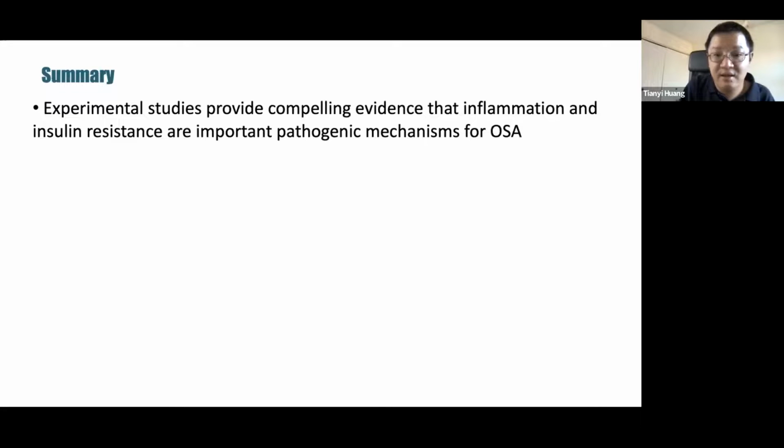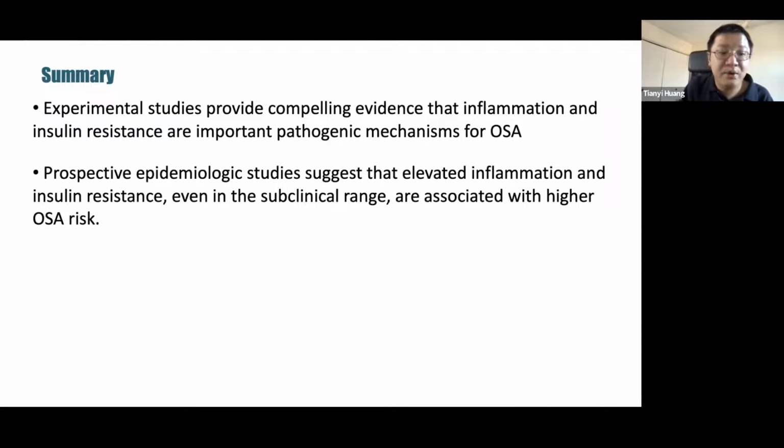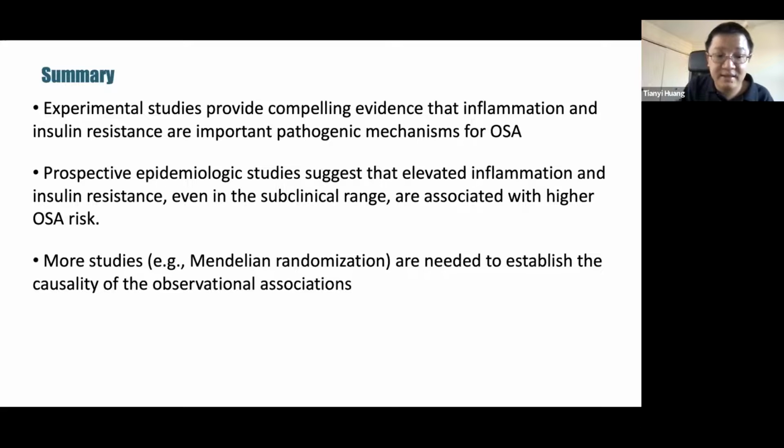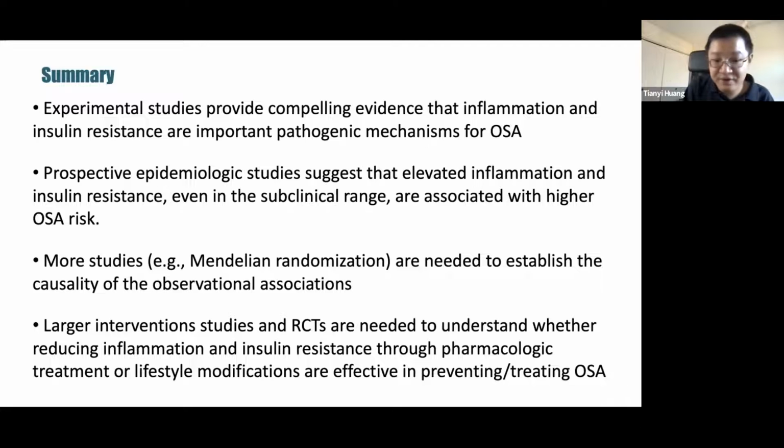So in summary, experimental studies provide, although limited, compelling evidence that inflammation and insulin resistance are important pathogenic mechanisms for OSA. The prospective epidemiologic studies suggest that elevated inflammation and insulin resistance, even in the subclinical range, are associated with higher OSA risk. More studies, such as genetic-based Mendelian randomization, are needed to establish the causality of the observed association. Larger intervention studies and randomized trials are also needed to understand whether reducing inflammation and insulin resistance through pharmacologic treatment or lifestyle modifications is effective in preventing and treating OSA.